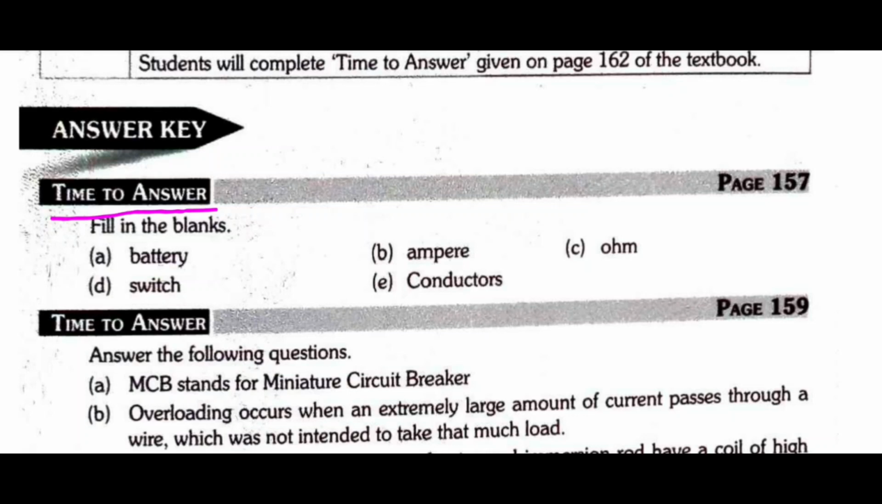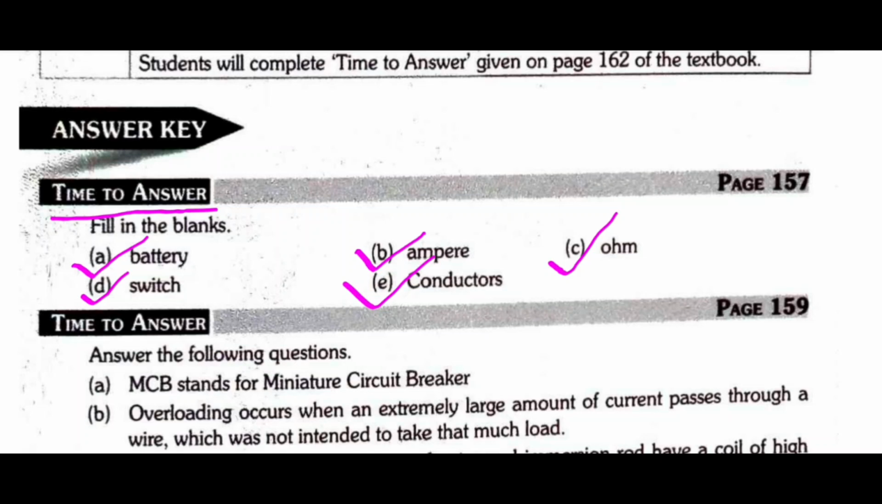A combination of cells is called dash. So, battery. The SI unit of electric current is ampere. The unit of resistance is ohm. And a dash is a device used to open a closed circuit: a switch. And a dash. Dash are substances which allow current to pass through them: conductors.